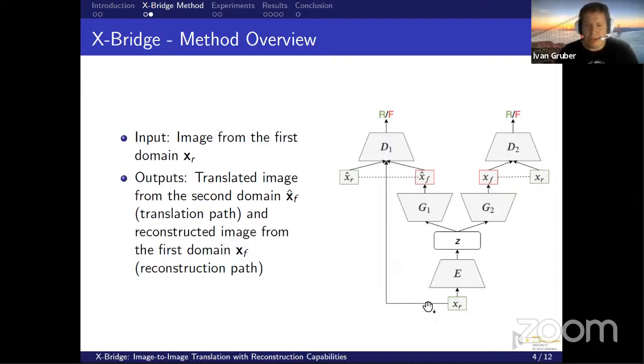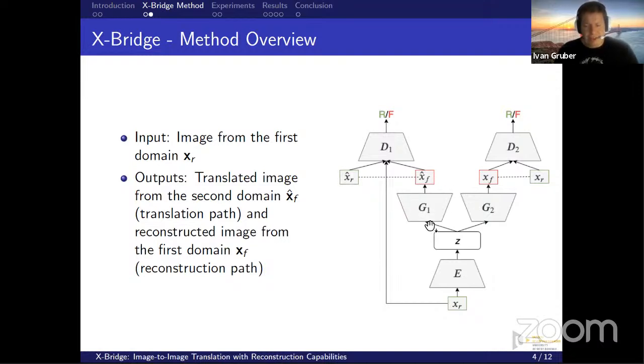The input into the method is an image from the first domain. It is processed by encoder E, whose goal is to encode the input image into the latent space Z. And then we have two main paths. The first path is the translation path with G1 and D1, and the second path is the reconstruction path with G2 and D2.